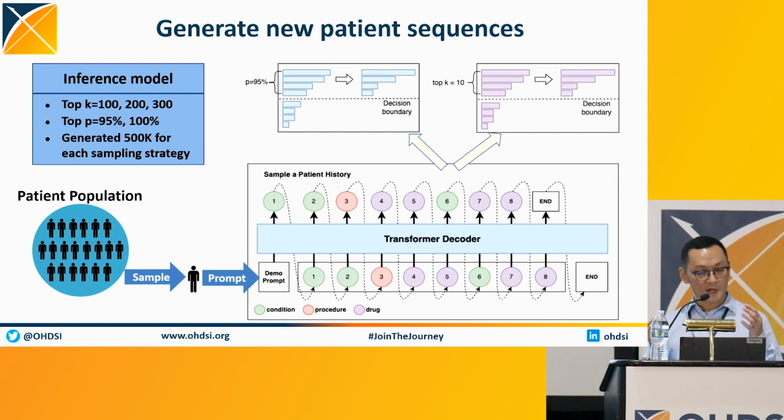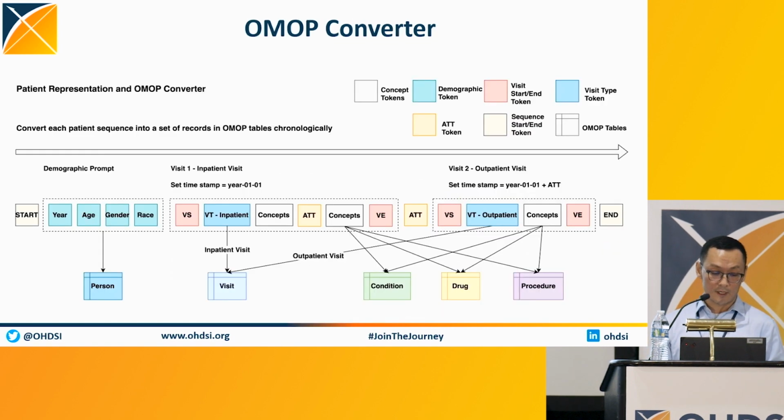So when sampling from the output distribution, there are top K and top P sampling strategies, which is essentially a hyperparameter to control the shape of the output distribution. We tested a few options such as top K equals 100 or top P equals 95%, and for each strategy, we generated 500,000 patient sequences. Because we know the pattern in the representation is always the demographic prompt followed by a bunch of visits, we can easily convert this back to OMOP records.